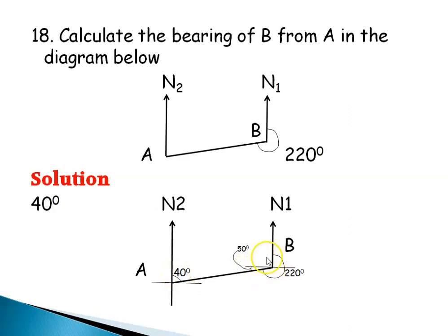Is that taken? This is going to be, because we know that 40 plus 50 is going to give me 90. So if this is 50, that means this is also going to be 50. So if this is 50, then this will be 40. Is that taken? So the bearing of B from A is 40 degrees.